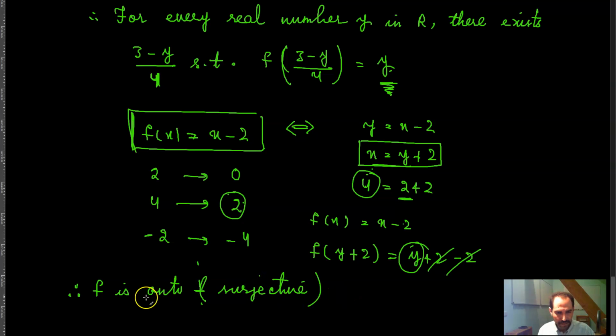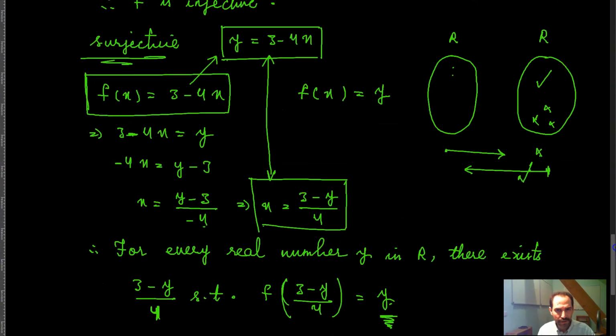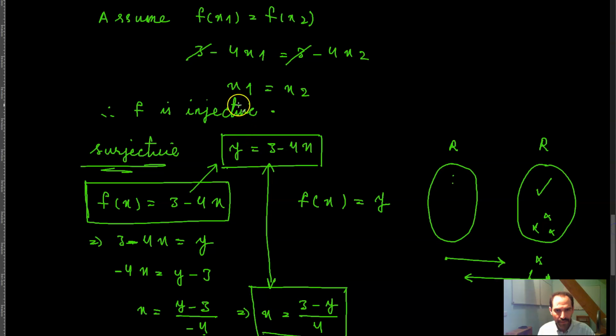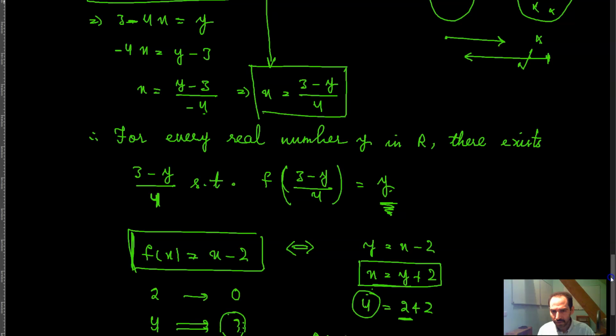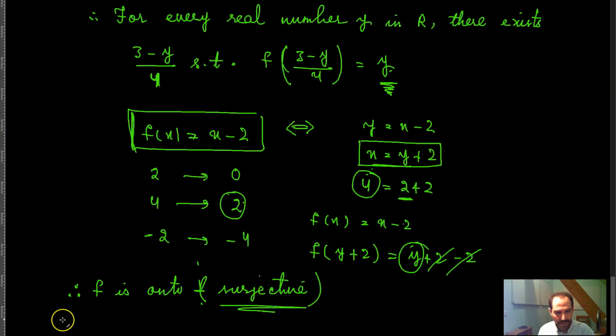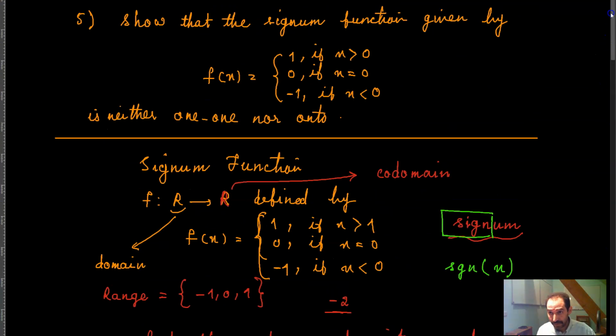Now because the function was injective and also surjective, you can say that f is bijective. So that is part 1 of this question. Now part 2 of this question.